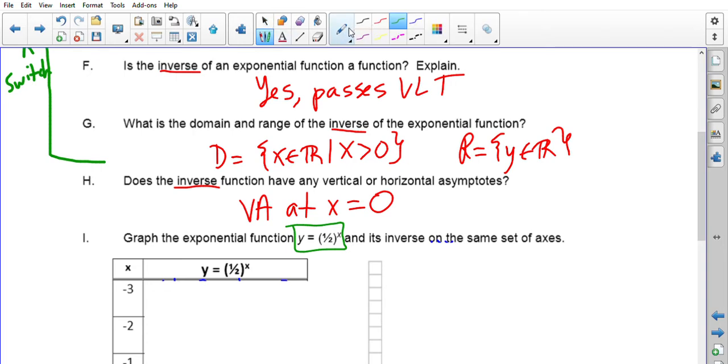Okay, now we are going to graph the exponential function y equals (1/2) to the x and its inverse on the same axes. So notice now that we have changed the b value to be between 0 and 1. So the b value is between 0 and 1. Therefore this should represent exponential decay.